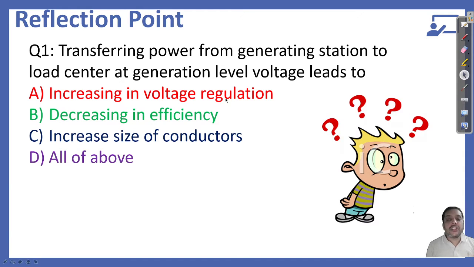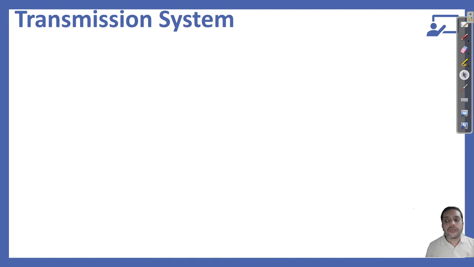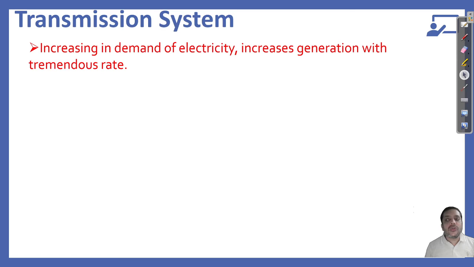See, what is given in the question? If you transmit at the generating level voltage, which is from 11 kV to 13.8 kV, suppose you use the same 11 to 13.8 kV as the transmission level voltage, then this leads to which problem? Voltage regulation problem, efficiency problem, size of conductor problem, or all of the above? So pause the video and answer the question. Hope you have answered it correctly. You will get the answer in the next discussion, so again we will come back to that point.